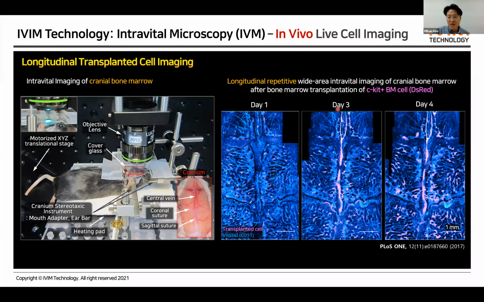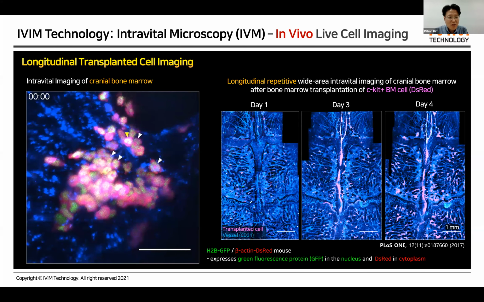From day 1, day 3, and day 4, again, we're looking at the blood vessels at the same time by using anti-CD31 antibody. And you can see this red colored transplanted bone marrow cell is engrafted at day 1 like this. Until day 3, they maintain their positions. And from day 3 to day 4, it suddenly started to proliferate like this. If you look at this side, the cell number, the cell area, started to dramatically increase.